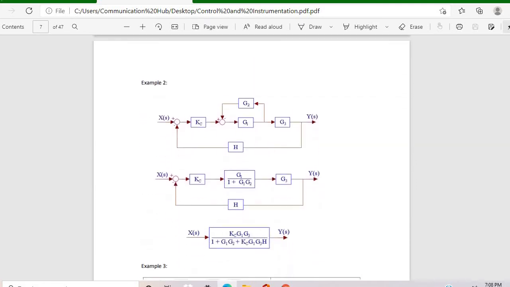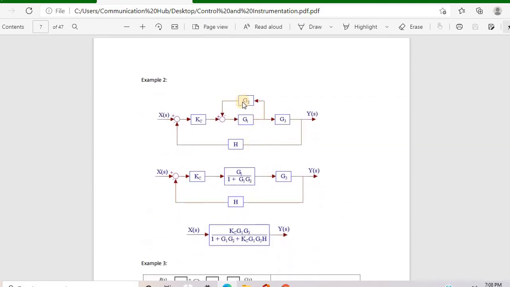Now there's another example, the last one. Look here, this is the feedback path. You will solve it, then you take the series combination, and then you take the feedback. You can easily solve it.